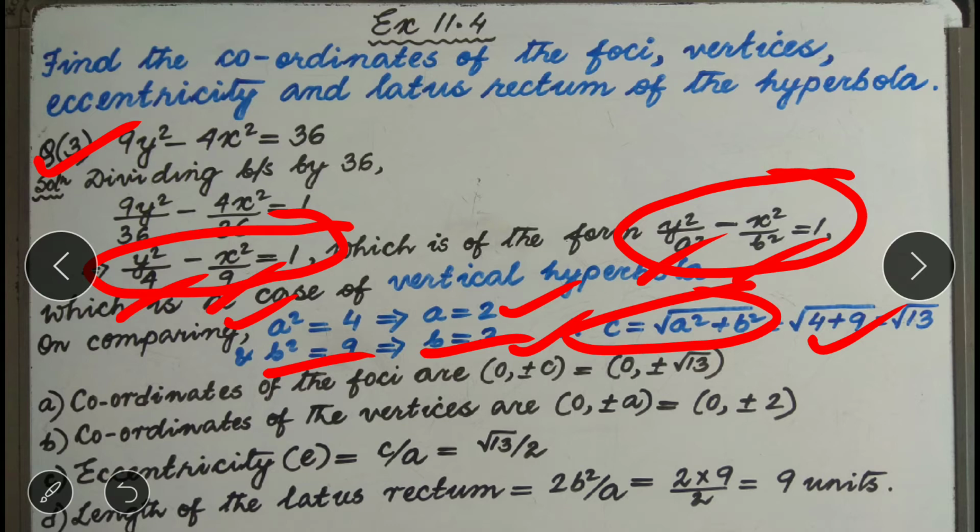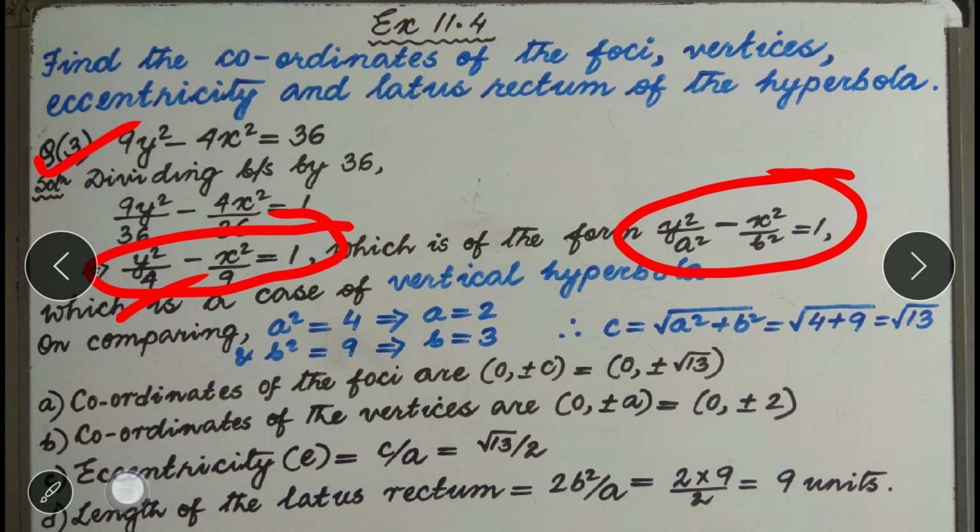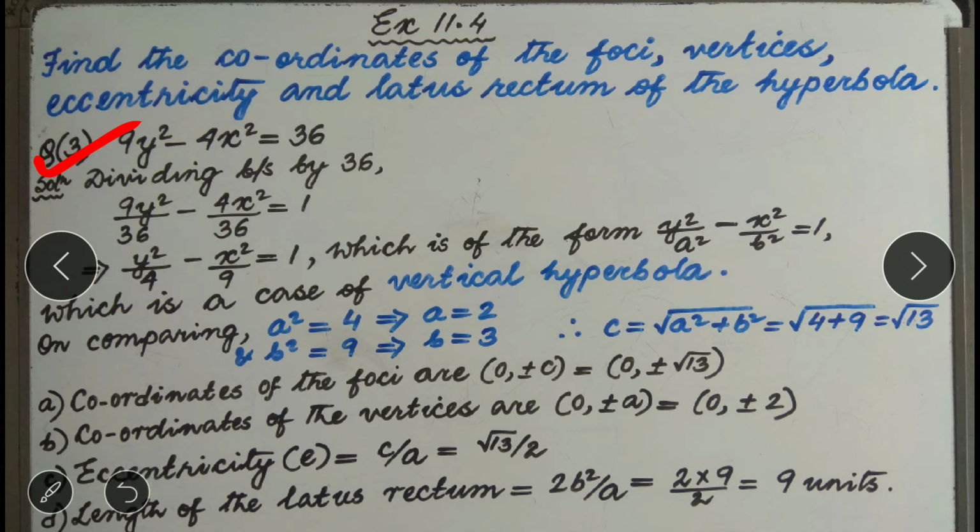Then we go back to the question. What is given to us in the question, if you observe? First, we are asked to find the coordinates of the foci. Accordingly, we start with point number A. Coordinates of the foci are 0, plus minus c for a vertical hyperbola. We substitute the value of c. So we get the answer 0, plus minus root 13.